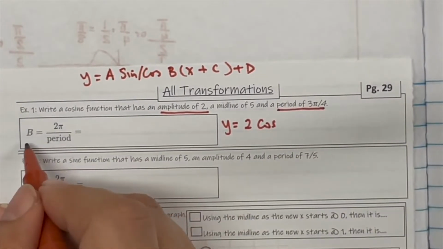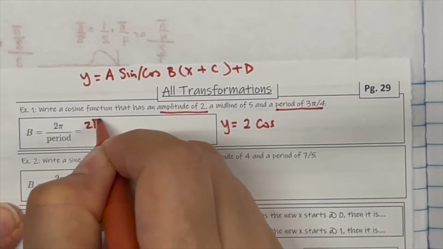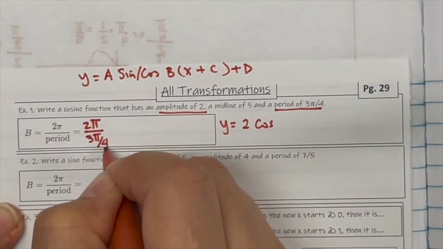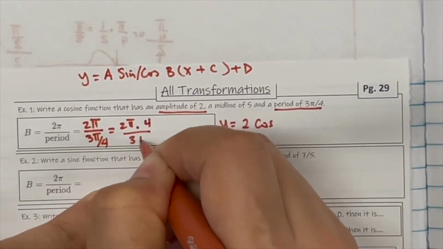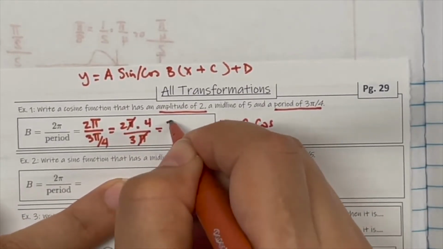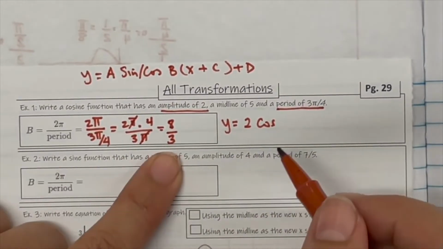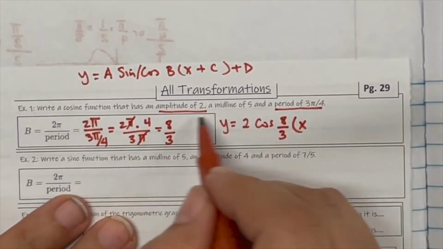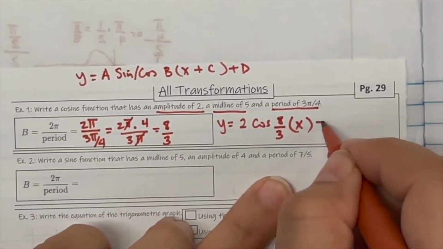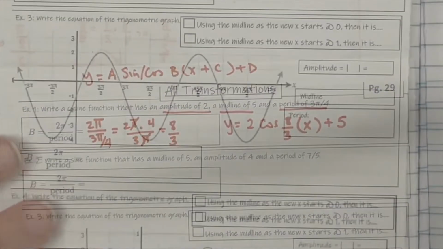Then to find B, there's your formula, 2 pi divided by your period, and your period is 3 pi over 4. So you're going to keep 2 pi, change, and then flip 4 over 3 pi. Cross out and simplify. So you're going to get 8 over 3. There's no phase shift, and then you're given the midline plus 5 outside. Pause the video and try example 2.